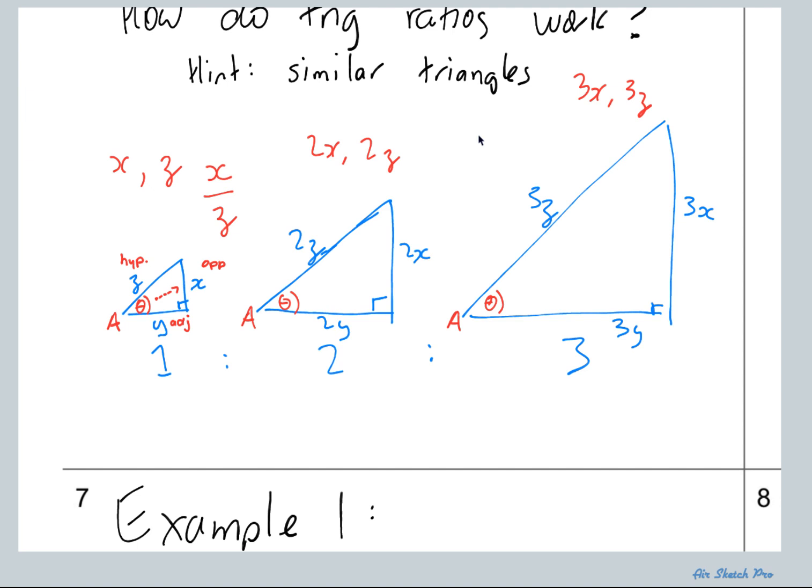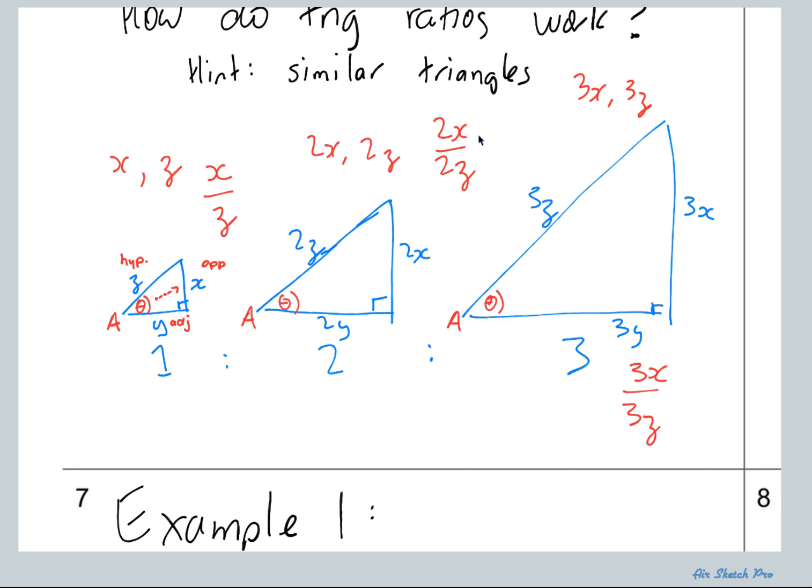Well, what happens when I do it in the bigger triangle? It would be 2X over 2Z. And this one here is 3X over 3Z. Okay? I'm just comparing exactly the same pair of sides for each triangle.